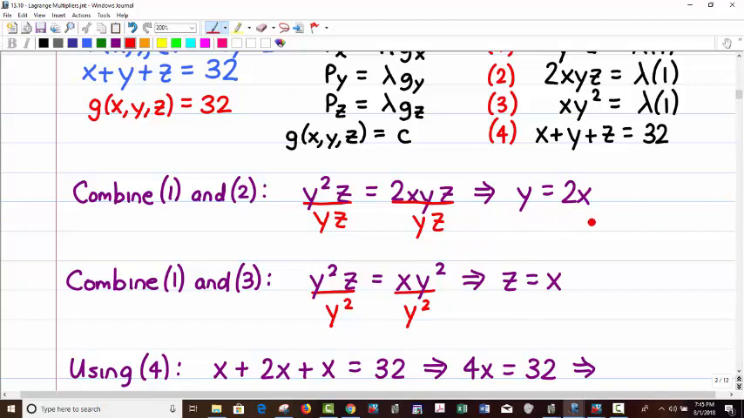Now, what I normally probably would have done in this thing is I would have said that x equals y over 2 and x equals z. No, I'm sorry, I got that backwards. You saw, okay, y equals 2x and z equals x. That's what we're looking for here, because ultimately, we're just trying to get this down to one variable.